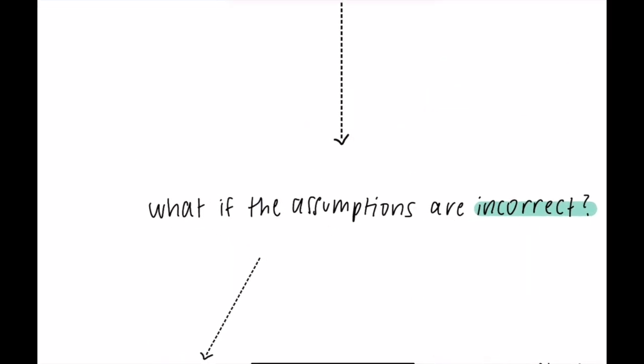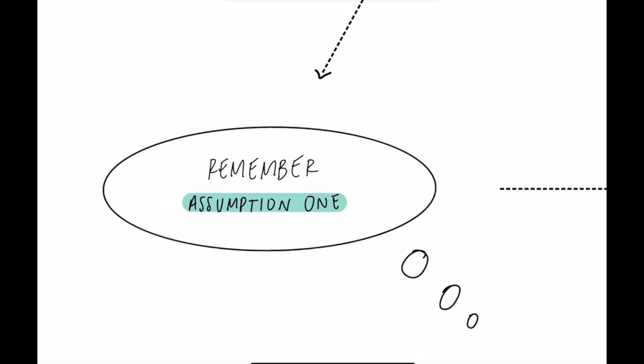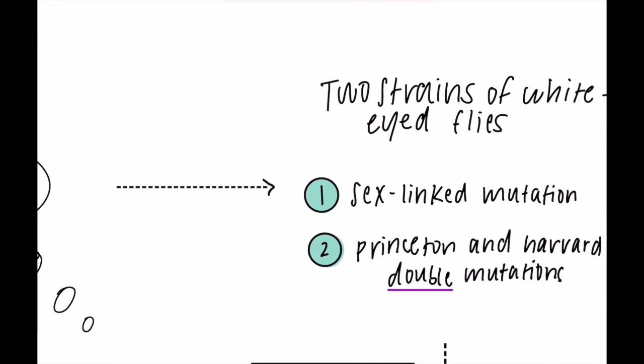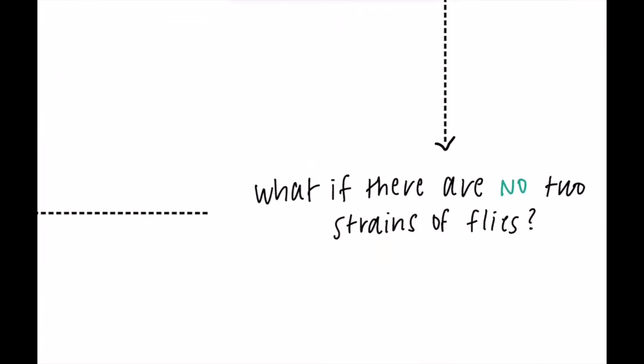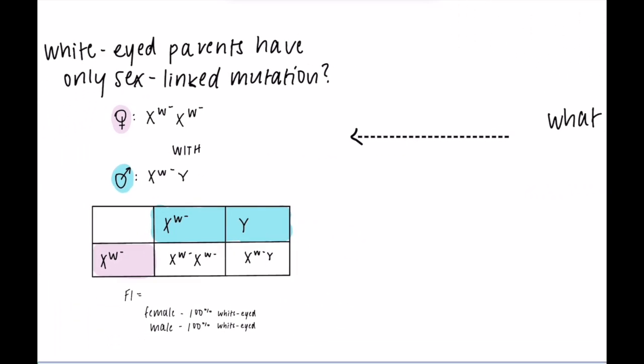In genetic research, our initial assumptions are always subject to scrutiny. We have 3 critical assumptions we need to carefully examine. First, we examine that we have 2 distinct strains of white-eyed flies, one with a sex-linked mutation and another with a Princeton and Harvard double mutation. Let's consider a scenario where we actually only have 1 strain of white-eyed flies. If our white-eyed parents have only the sex-linked mutation, both crosses would yield identical results.